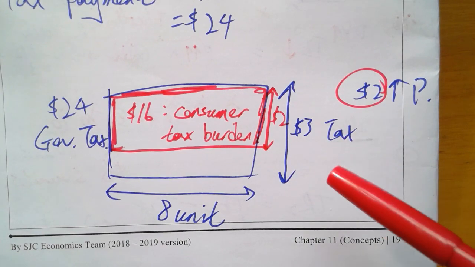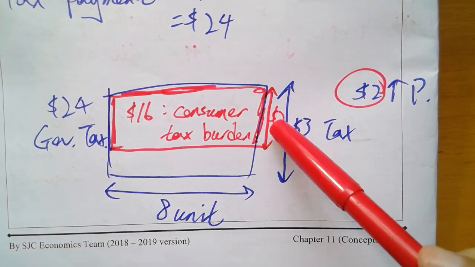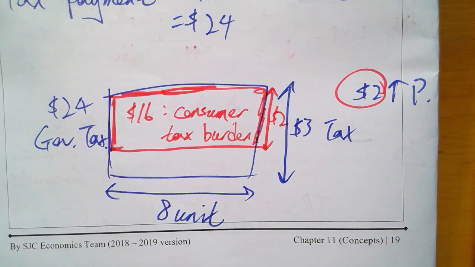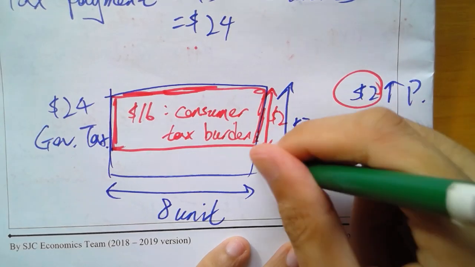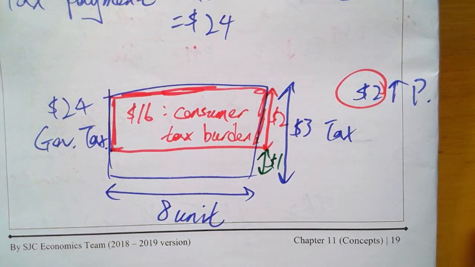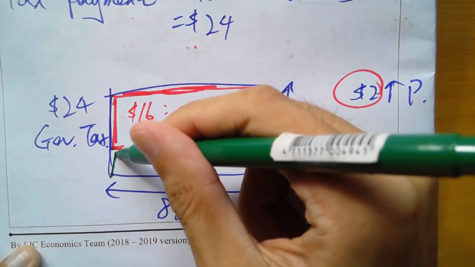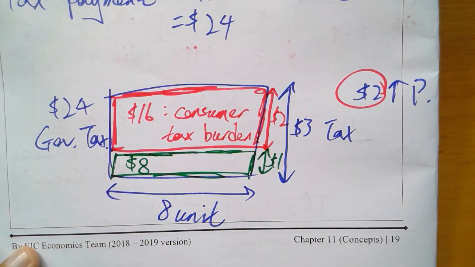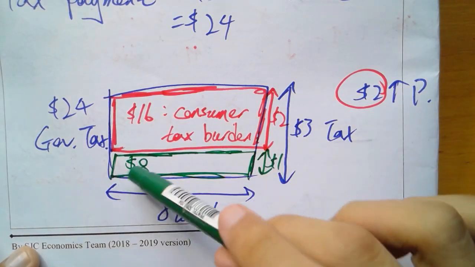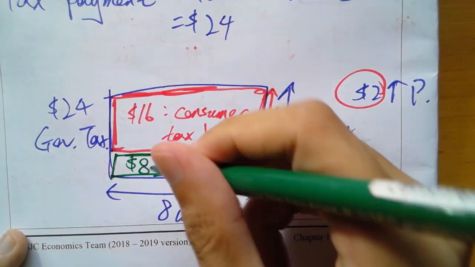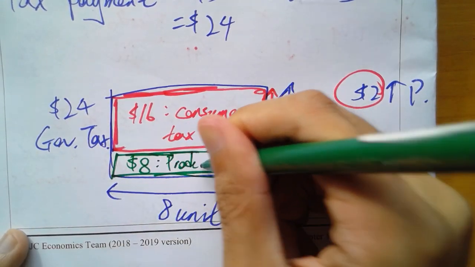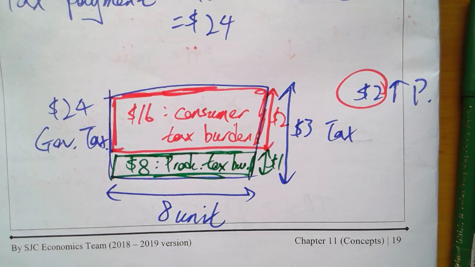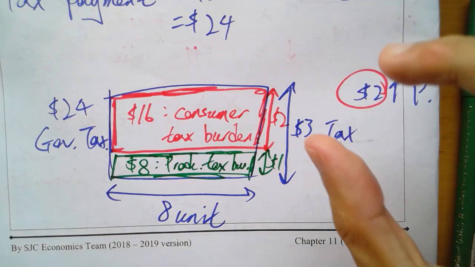But then you may be asking, now out of the $3, only $2 per unit being suffered by the consumer. What about the rest of the $1? What about the rest of the $1? If the consumer doesn't bear it, who does? Of course, the producer would need to eat the rest of the 8 units. $8, $1 per unit. We call this producer's tax burden. Okay, producer tax burden. Okay?